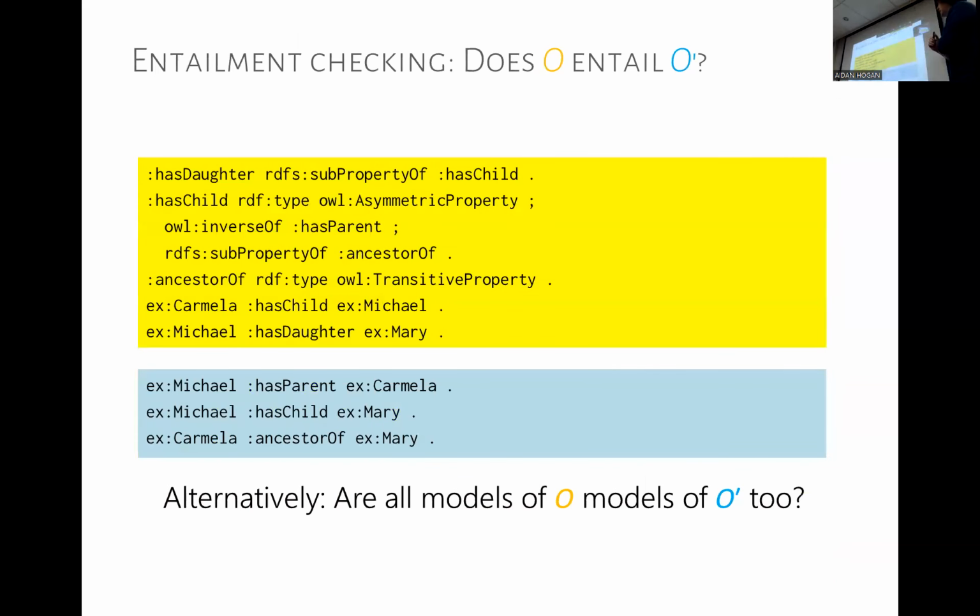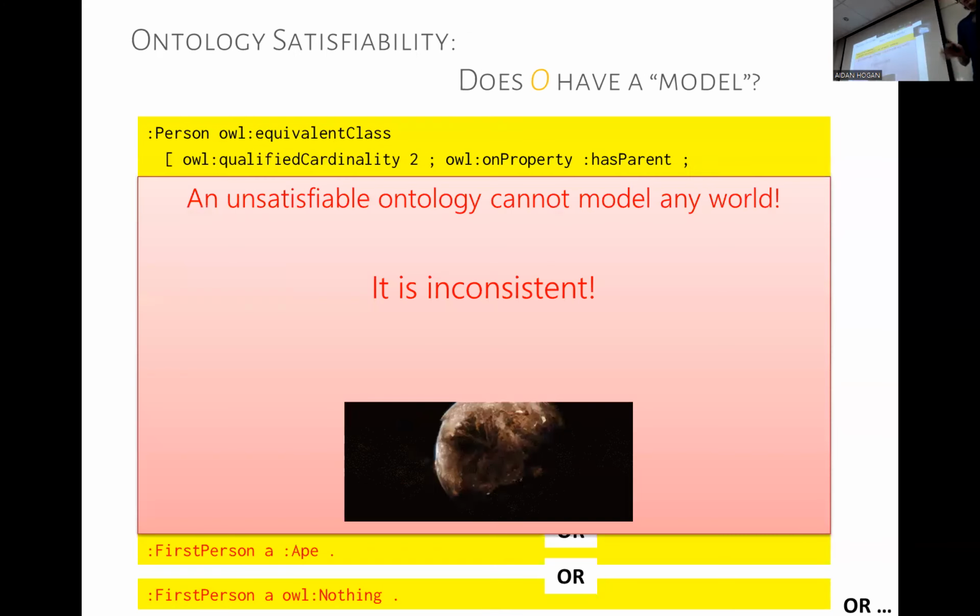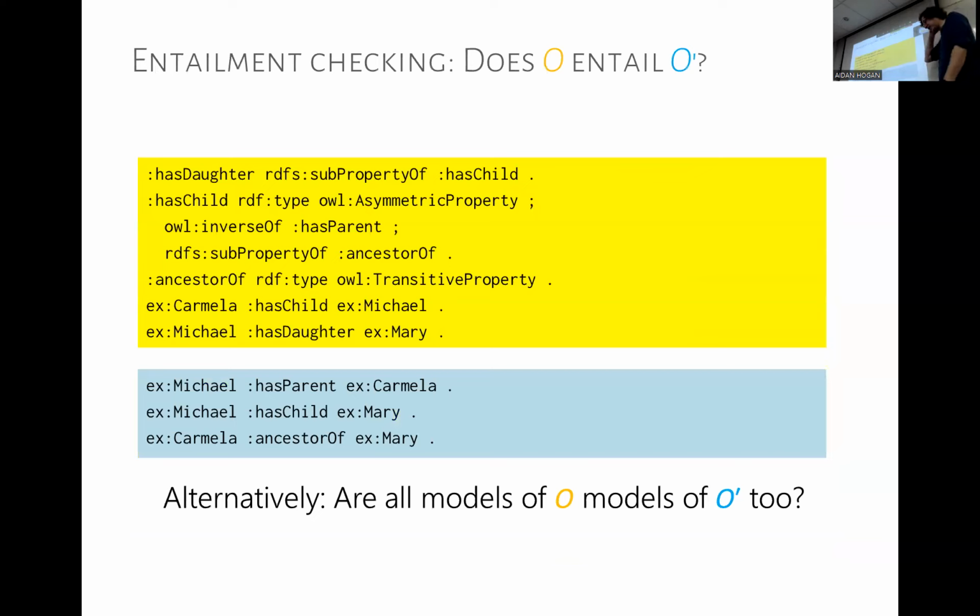Okay, so in terms of entailment checking, does O entail O prime? Sorry, what happens if an ontology is inconsistent? What's this whole world imploding thing? In logic in general, there's this idea that anything follows from a contradiction. I'm not sure if you've heard that before. So if you assume a contradiction, then you can infer whatever you want from that.